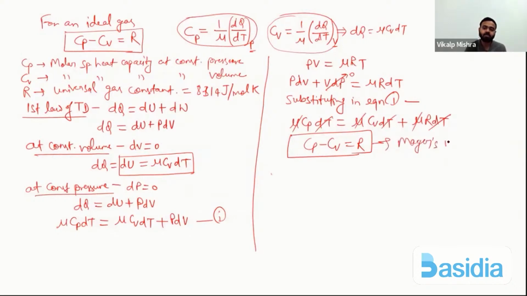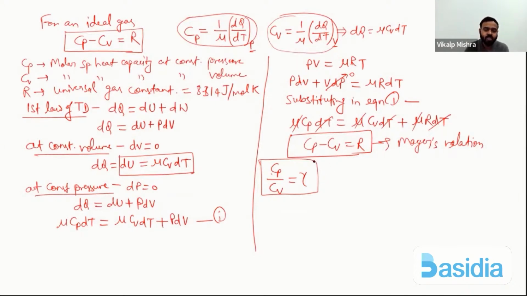M-A-Y-E-R, Mayer's relation. So this is one relation, Cp minus Cv equals R. One more relation between Cp and Cv is Cp divided by Cv. The ratio of Cp and Cv is known as gamma, the adiabatic constant. We will see this gamma when we discuss the adiabatic process. For now, remember the ratio of Cp and Cv is gamma.